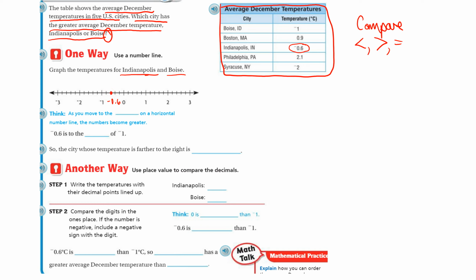Okay, and what about Boise? Boise is at negative 1. Here's negative 1 right here. As you move to the right on a horizontal number line, the numbers become greater. So 0.6 is to the right of negative 1. So the city whose temperature is furthest to the right is Indianapolis.